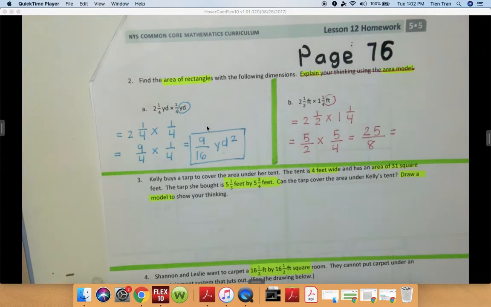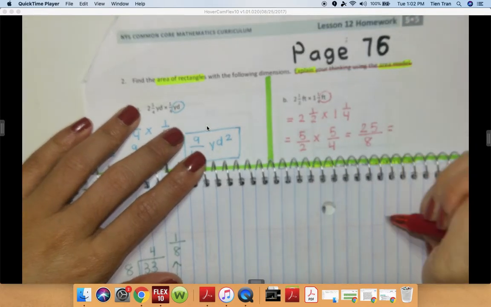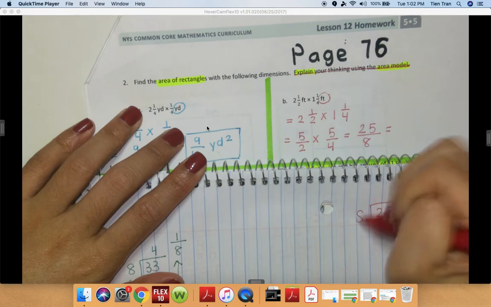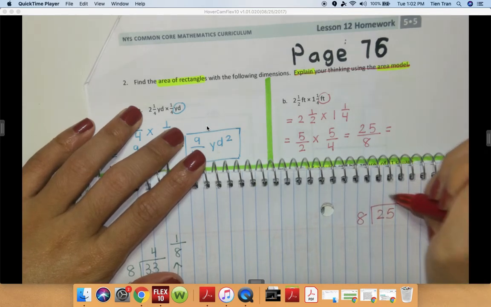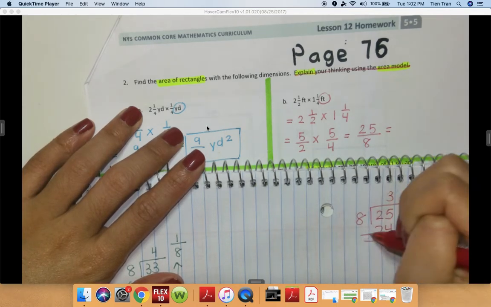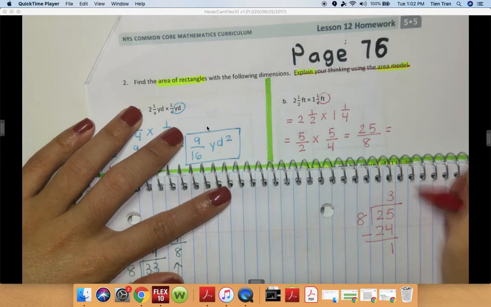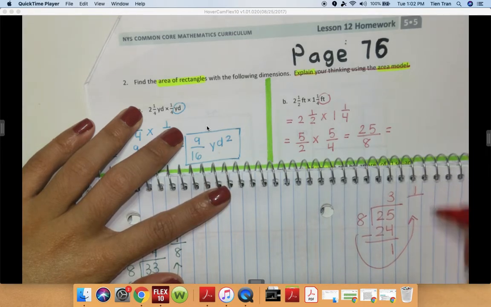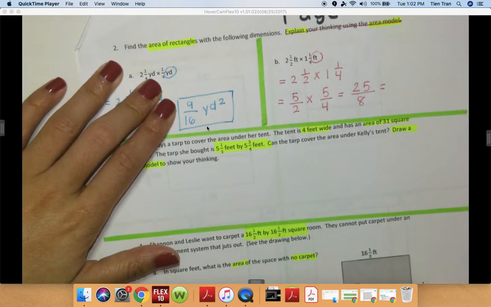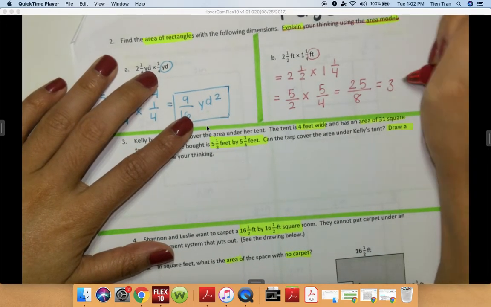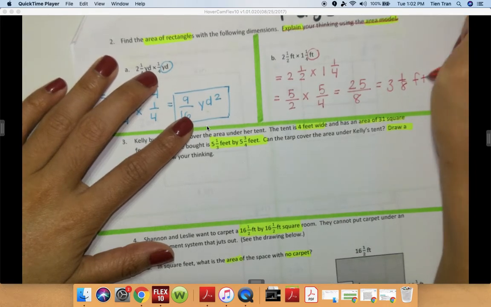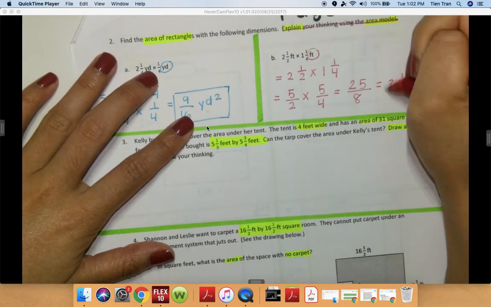I'm going to divide so you guys can see that. I have 25 divided by 8. 8 goes into 25 3 times. 25 minus 24 is equal to 1, and my remainder is 1 over 8. I have 3 and 1/8 feet squared.